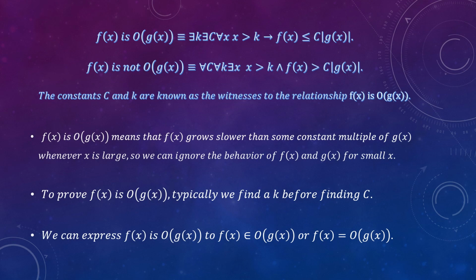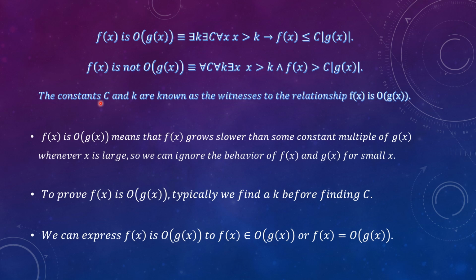Two logically equivalent statements. First, f(x) is Big O of g(x) means there exist k and c such that for all x, x bigger than k implies f(x) smaller than or equal to c g(x). The second one is the negation of the first one. The negation of exists is for all, and the negation of for all is exists. Then we can think of this as p implies q, so the negation of p implies q is p and not q.